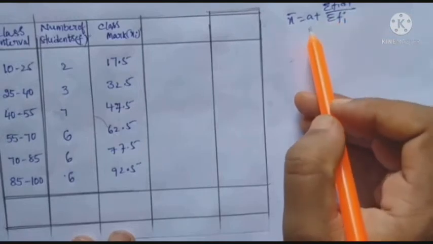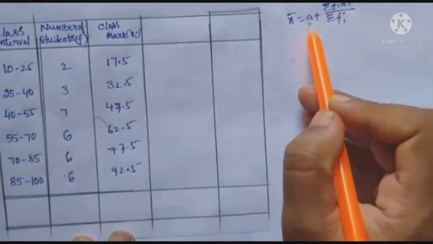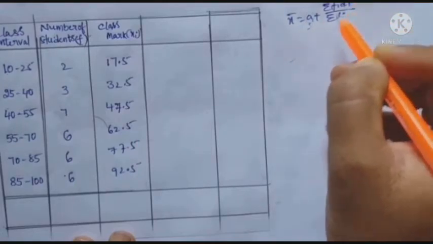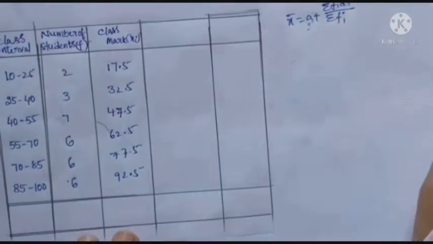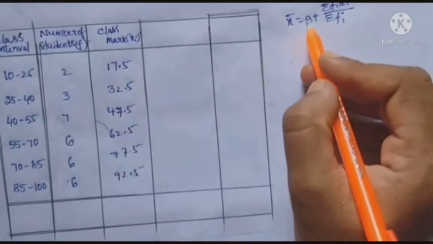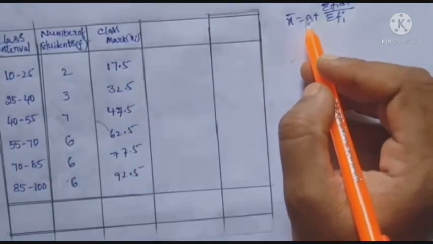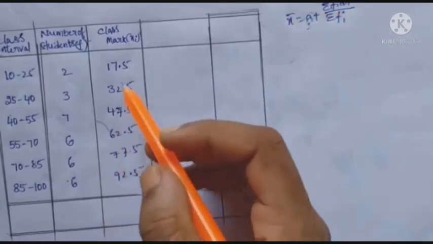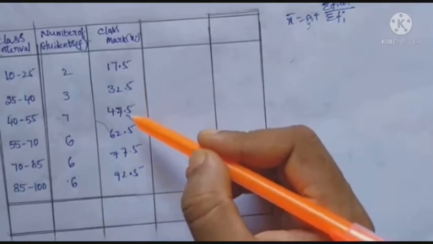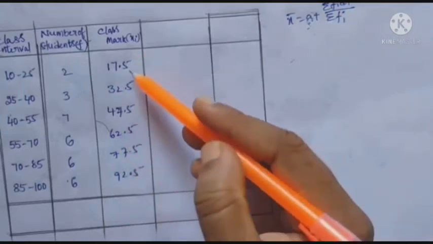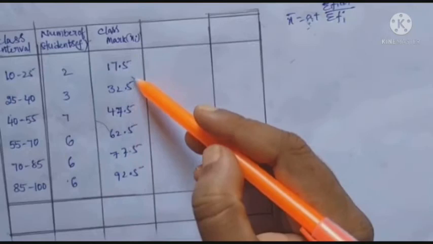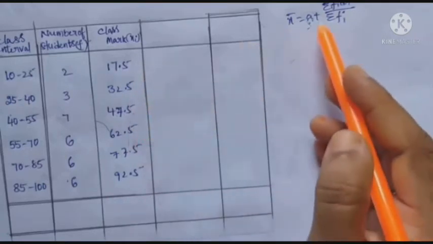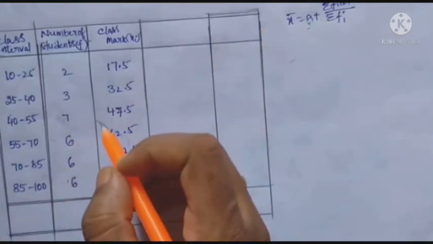Here the unknown letters are a and di. A means assumed mean and di means deviations. Now we have to find the assumed mean. The first step is to choose one among the xi's as the assumed mean. Assumed mean is denoted by A.